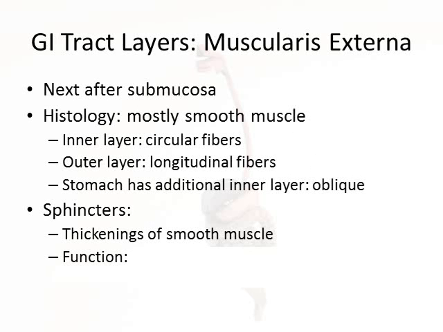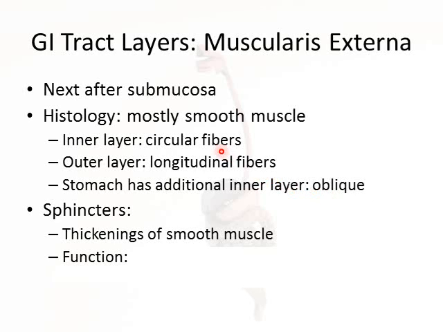Okay, and then we have the muscularis externa, which is the next layer out after the submucosa, and this is pretty much all smooth muscle. The innermost part is the circular fibers, the outermost part is longitudinal fibers, and then the stomach has an additional layer which is oblique, diagonally angled fibers, and this is so we can squeeze down that food in all different directions and do different types of functions with it.